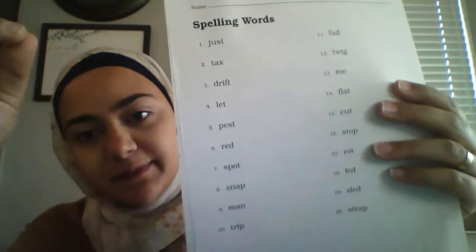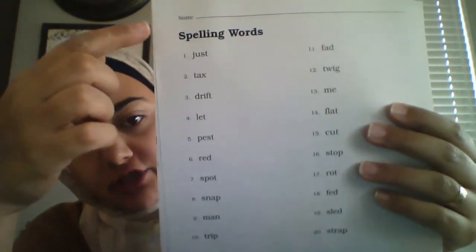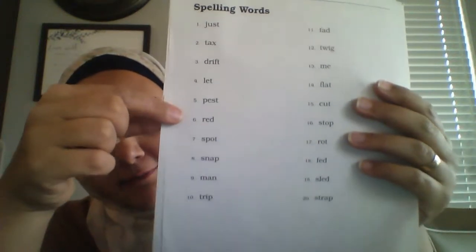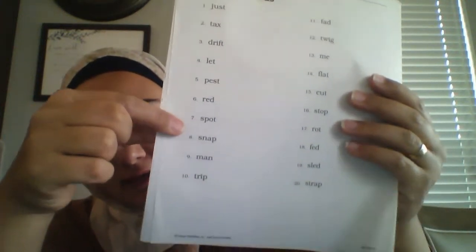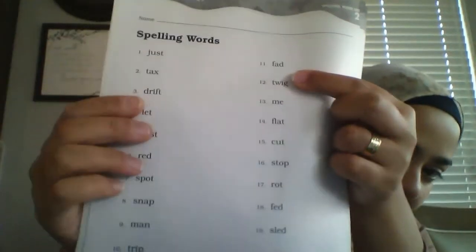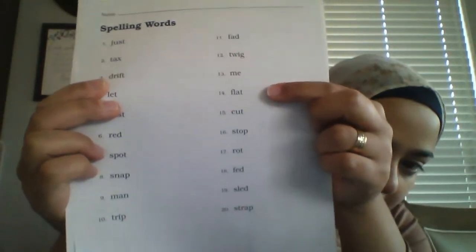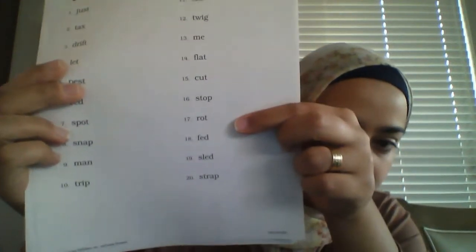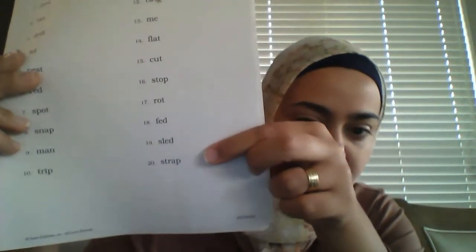All right, so real quickly, I'm just going to read your spelling words to you. So these are your spelling words. We have just, tax, drift, let, pest, red, spot, snap, man, trip, fad, twig, me, flat, cut, stop, rot, fed, sled, strap.